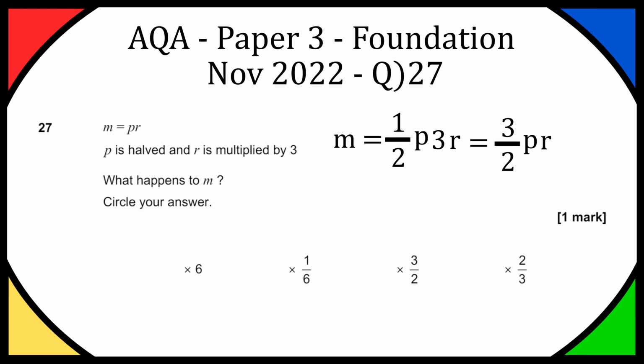So m previously was equal to pr. So it's 3 over 2 times bigger. So that's going to be our answer.